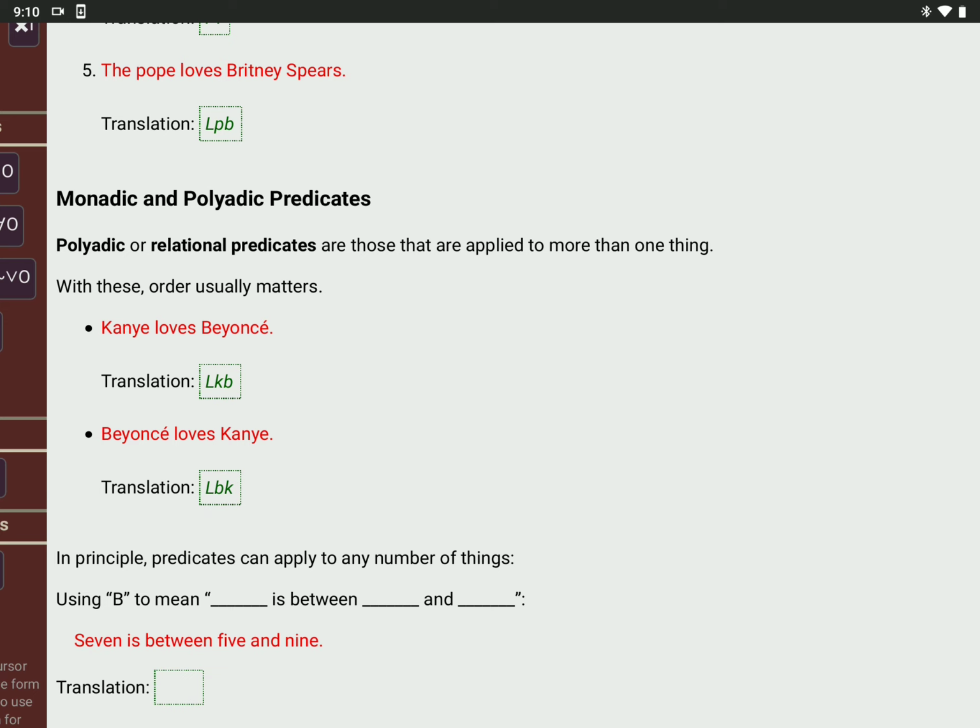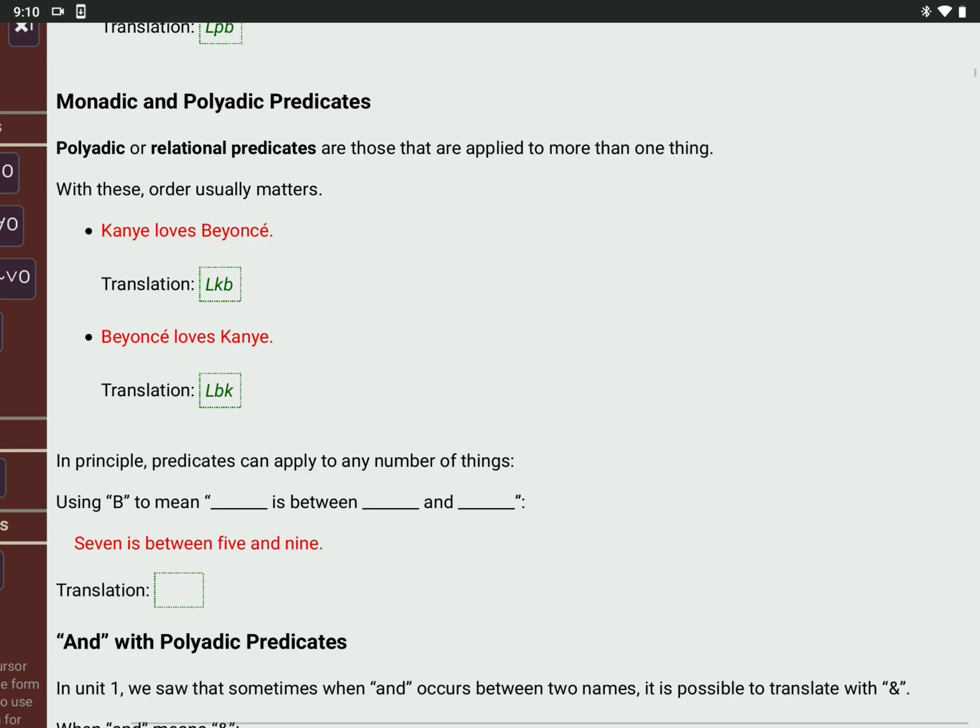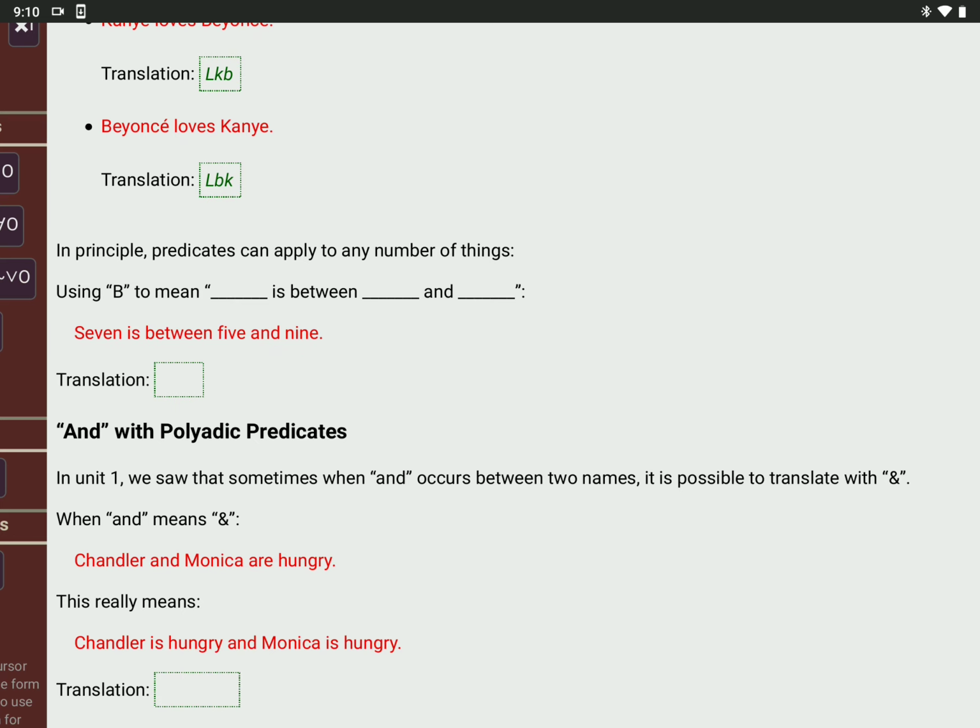Now, strictly speaking, we get predicates that apply to any number of things. In this class, we're usually going to focus on predicates that apply to one thing or to two things, but you could have a predicate that applies to three things, like between for numbers. "Blank is between blank and blank" is about three things. 7 is between 5 and 9 is about three numbers: 7, 5, and 9. So uppercase B for between, then lowercase s, lowercase f, lowercase n, means 7 is between 5 and 9. We're not going to focus too much on predicates that apply to more than two things in this class, though.